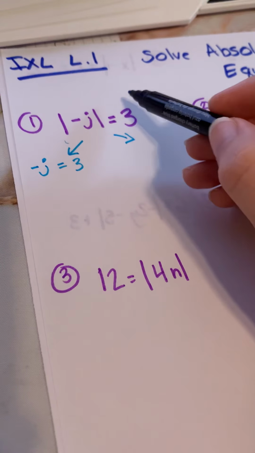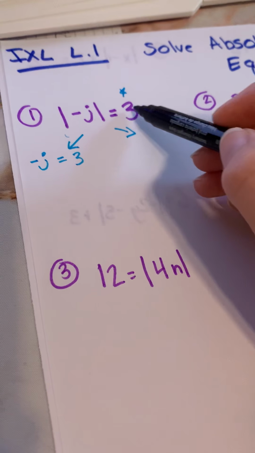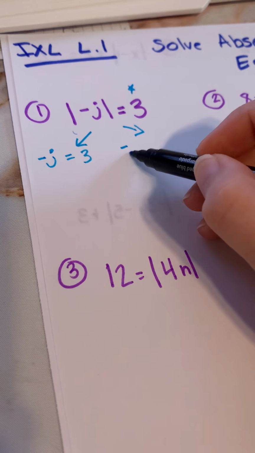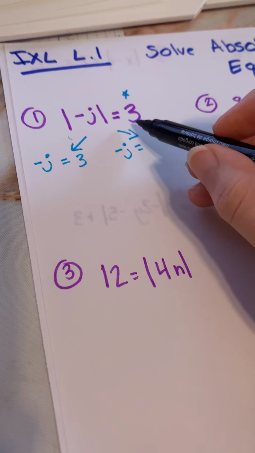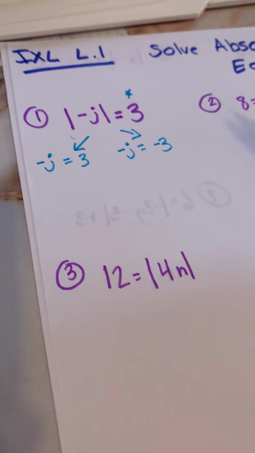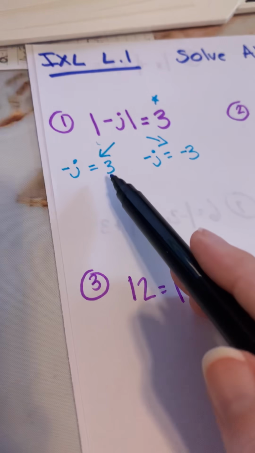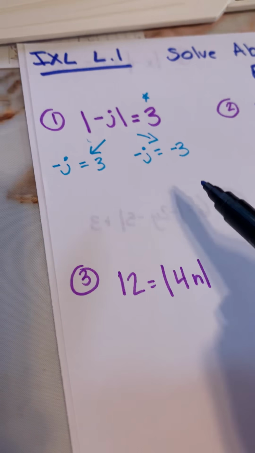Second time, you're going to change the sign of the one that's not in absolute value. So it's still negative j equals. This time, instead of positive 3, we're going to do negative 3. Alright, so we got two equations. The only difference is this is positive, this is negative.